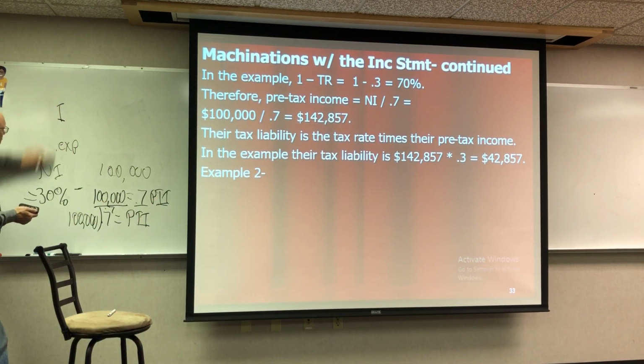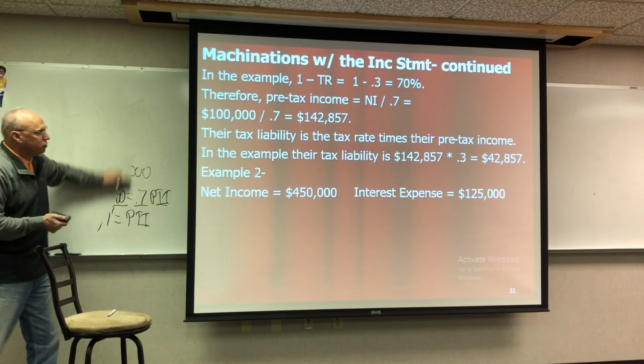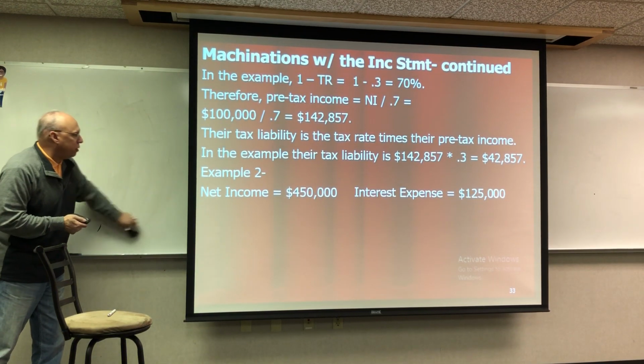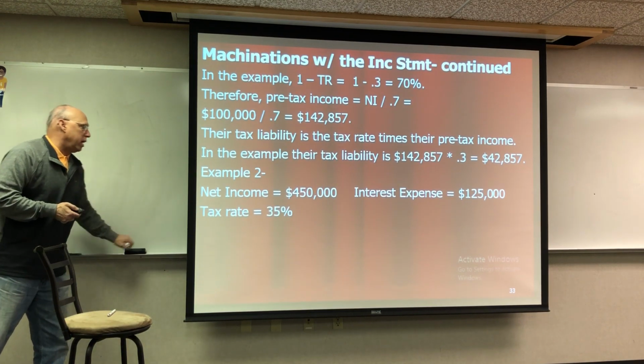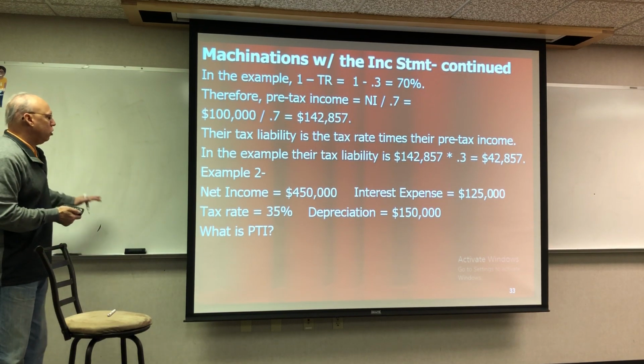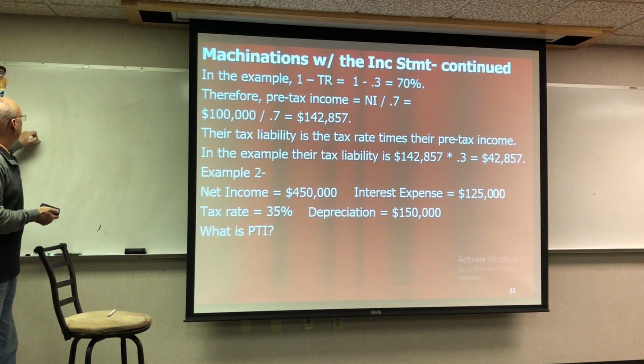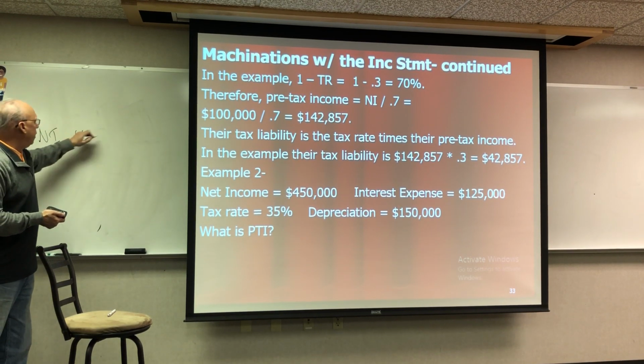So let's look at another example here. Net income of $450,000, interest expense of $125,000, tax rate of 35%, depreciation of $150,000. So there's several things on here. So how do we get our pre-tax income? By now you're starting to scratch your head, you're starting to work down the income statement. Let's start with our net income of $450,000.